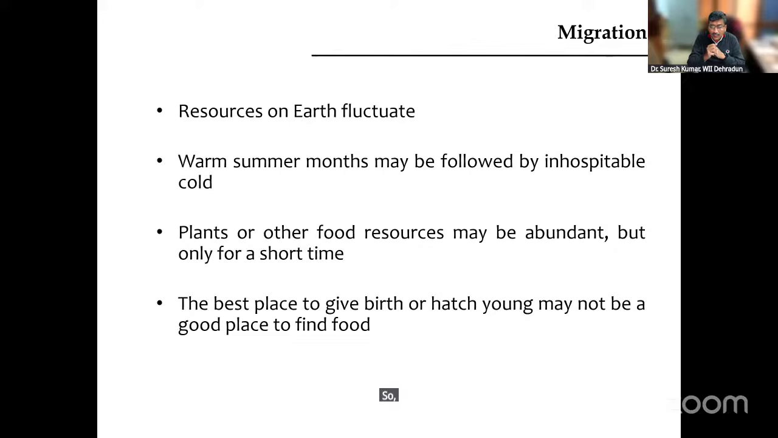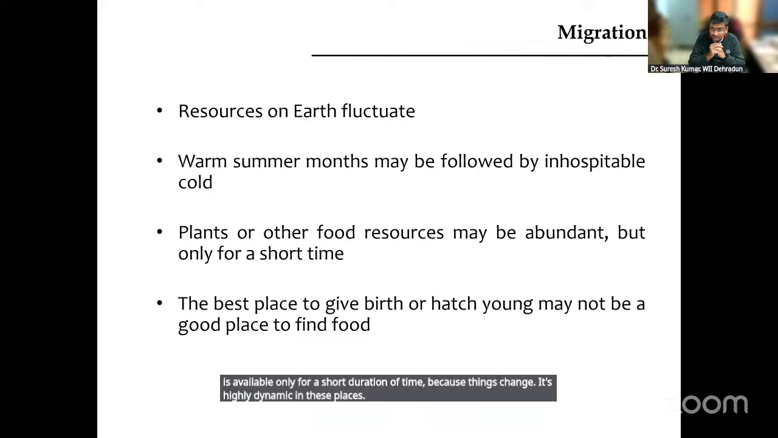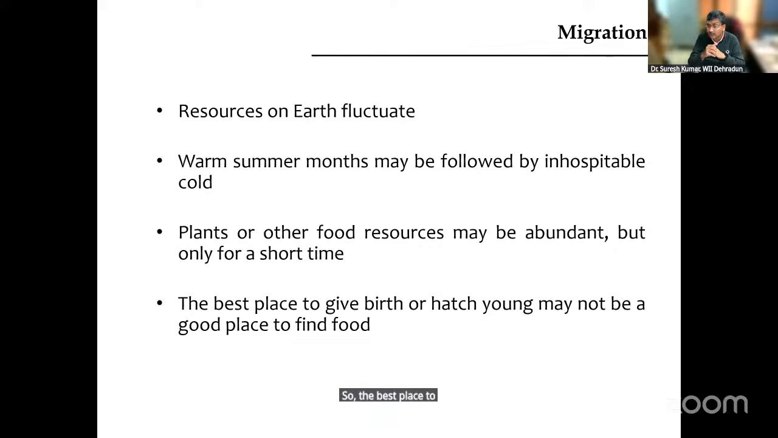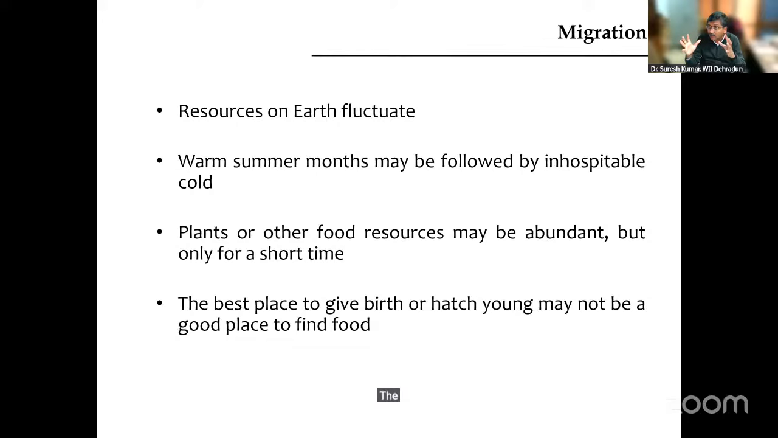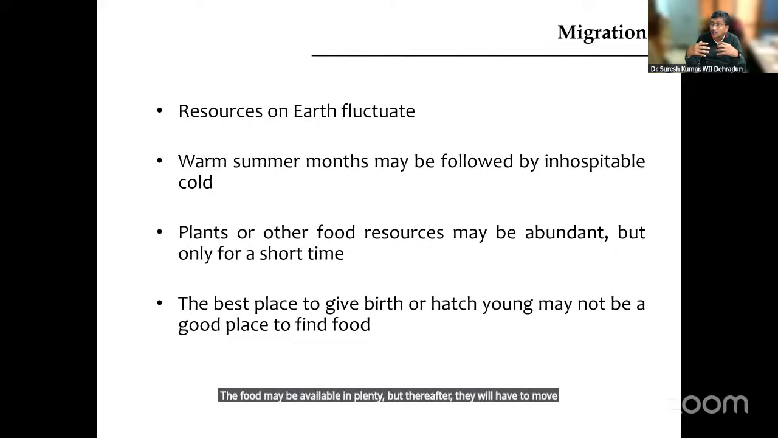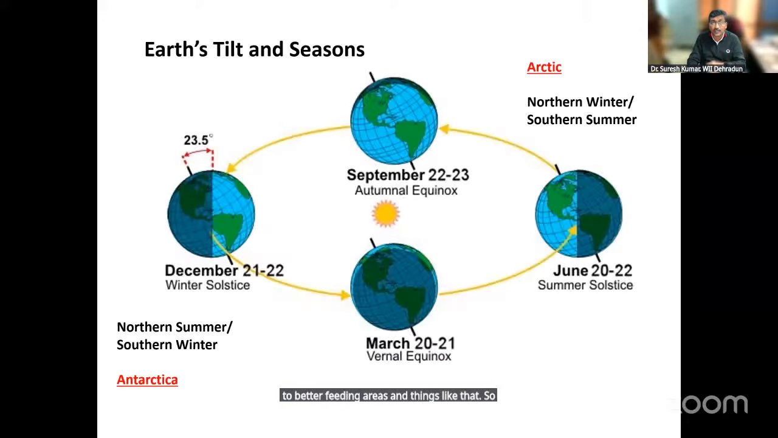But then this particular food is available only for a short duration of time because things change. It's highly dynamic in these places. So the best place to give birth or hatch young may not be a good place to find food. So it's basically that for a short window of time that they need to breed, the food may be available in plenty, but thereafter they will have to move with their young to better feeding areas and things like that. So there are such situations.